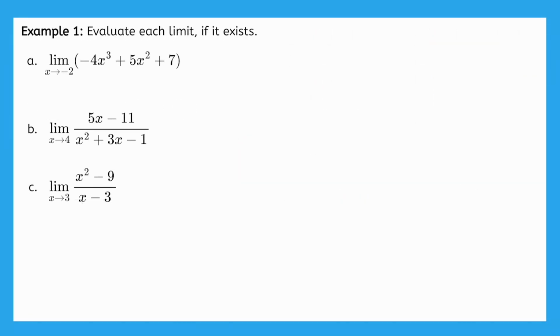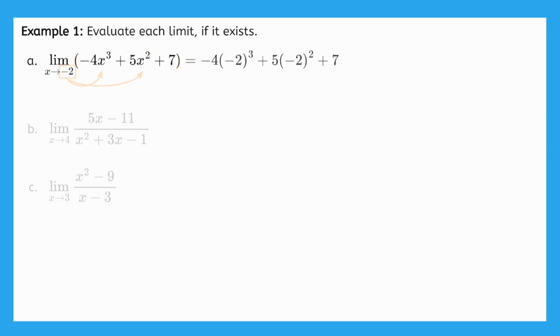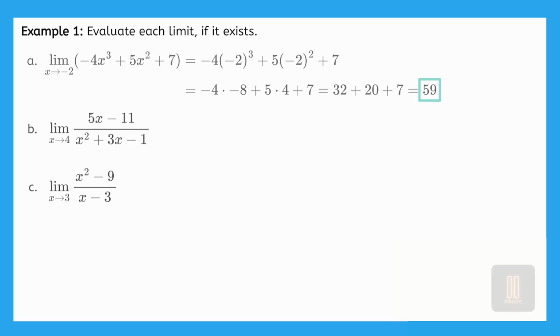Let's practice applying direct substitution to evaluate some limits. First off, we have the limit of a polynomial. Since polynomial functions have a domain of all real numbers, -2 is in the domain of this cubic function, so we can use the direct substitution property and simply substitute -2 for x. After some simplifying, we find that the limit is 59. Pause the video and try out the next two limits.